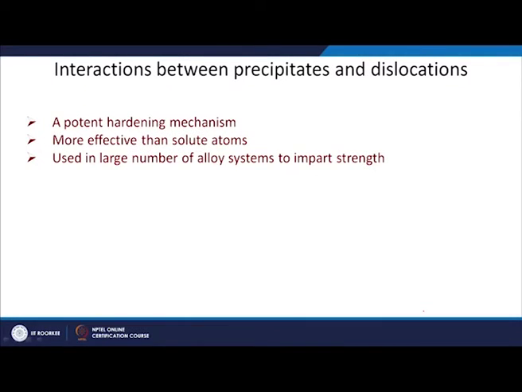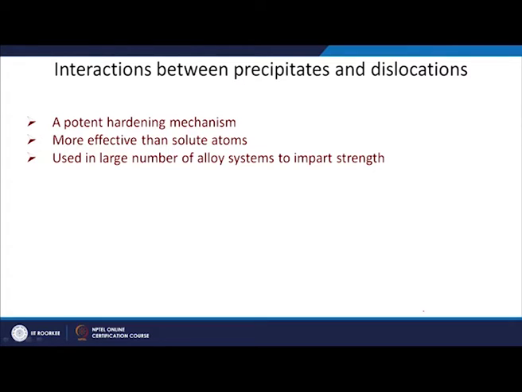It is one of the very important mechanisms for giving strength to aluminum alloys, and to some of the superalloys which are used in high temperature applications, for example turbine blades and so on. These precipitates are very important to give strength to the material. If we want to see the interaction between precipitates and dislocation, it is a very important hardening mechanism, more effective than solute atoms.